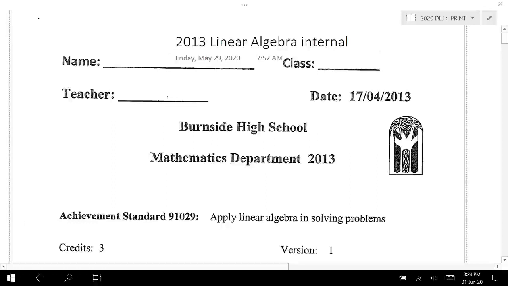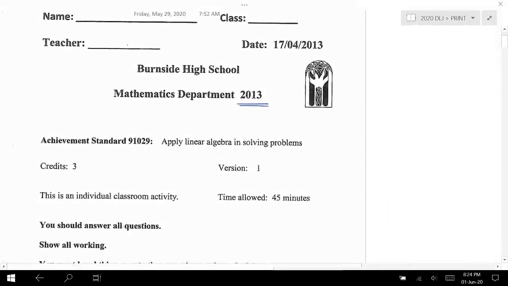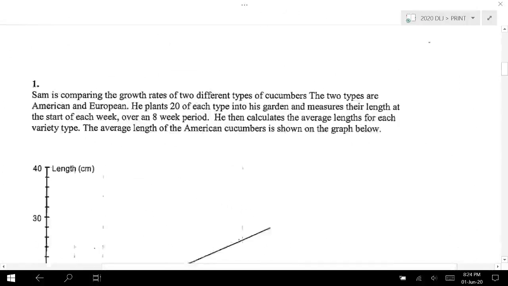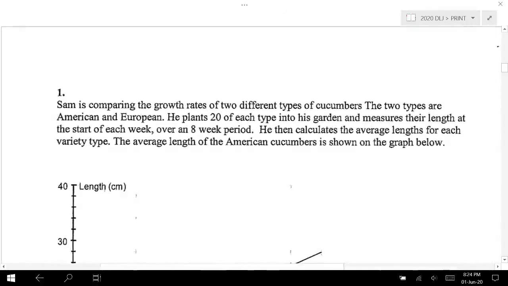Okay, Year 11s, I'm just going to go through a past paper from 2013, which is a while ago, but because we're changing the type of assessment, this is more like what you could expect on Friday. So without further ado, let's get into these questions.